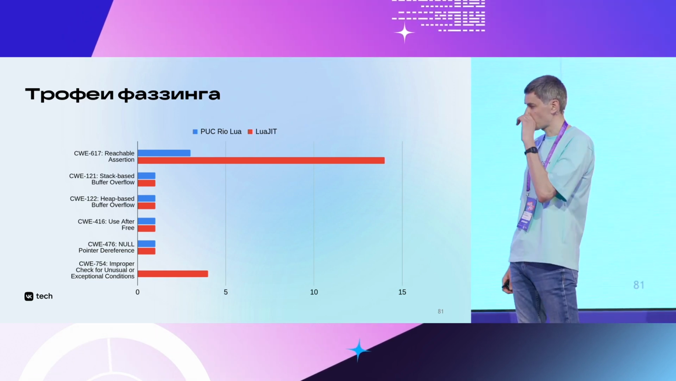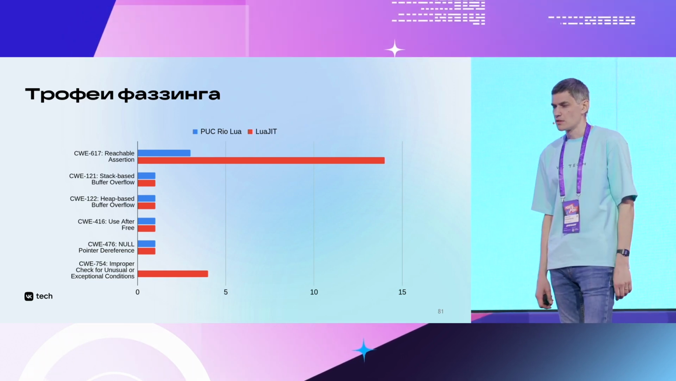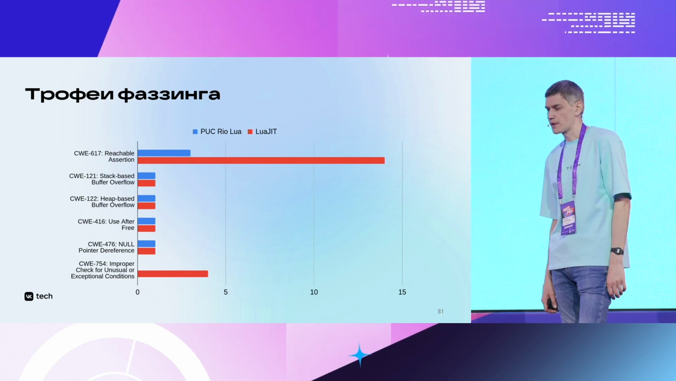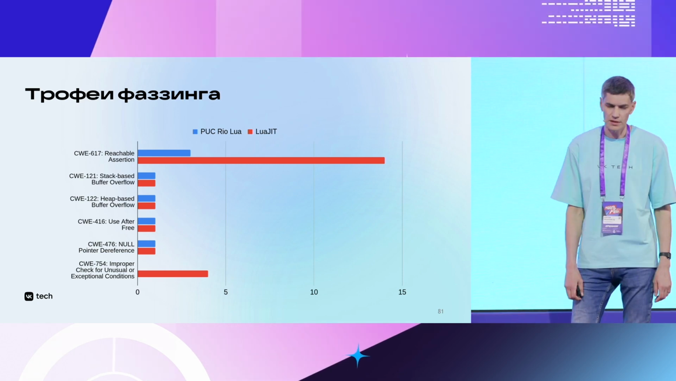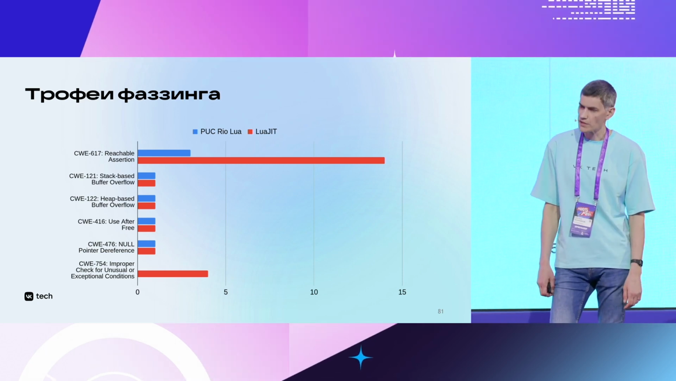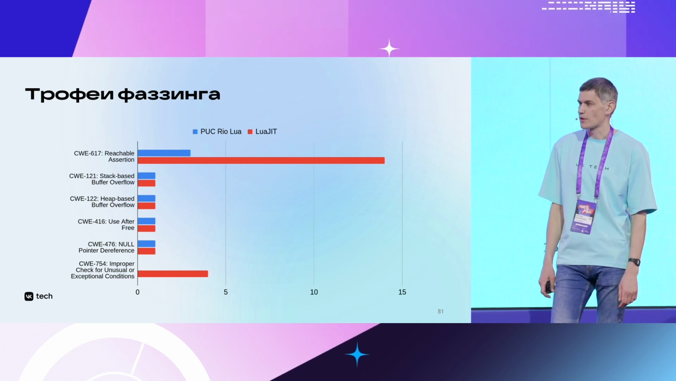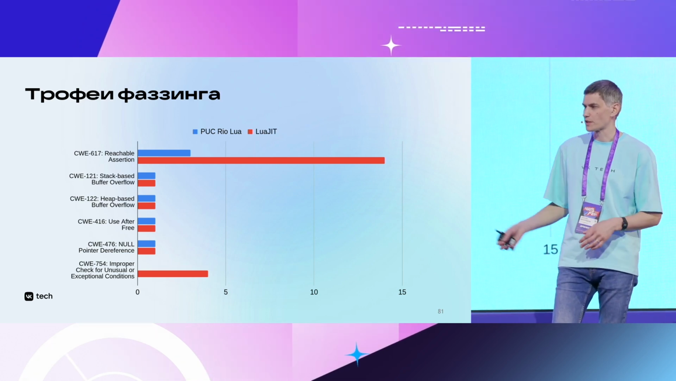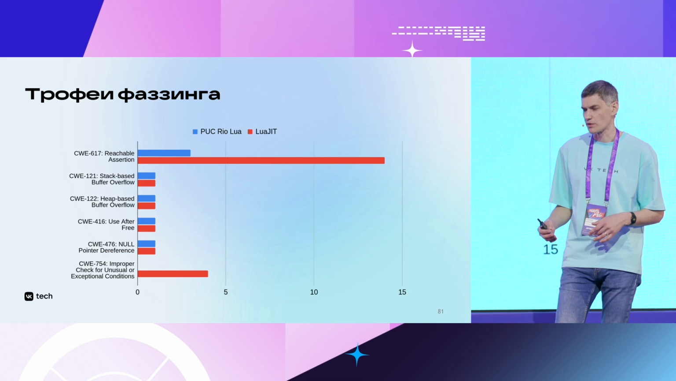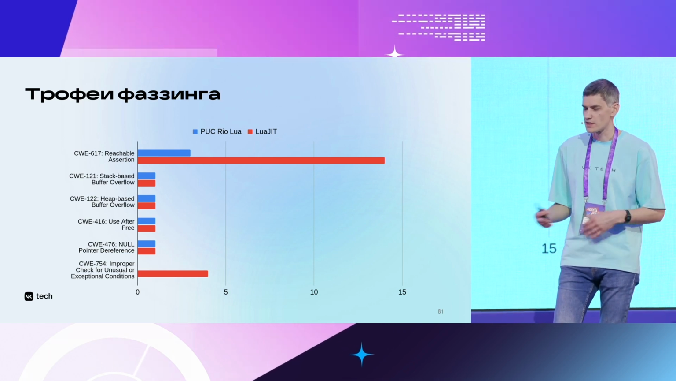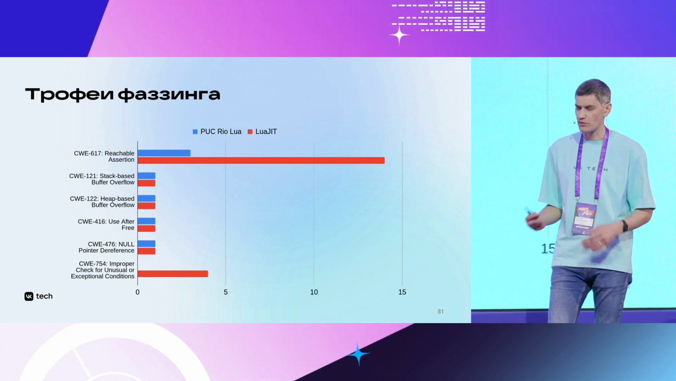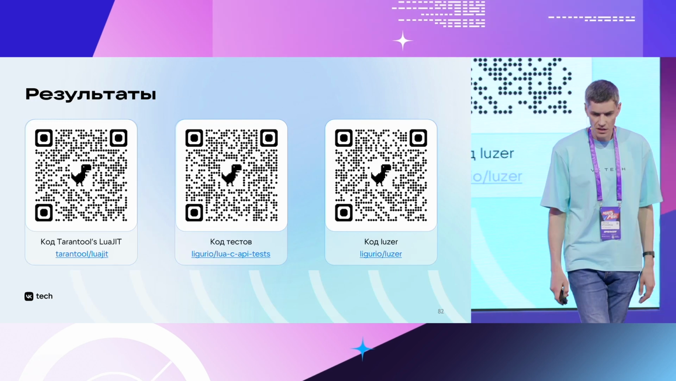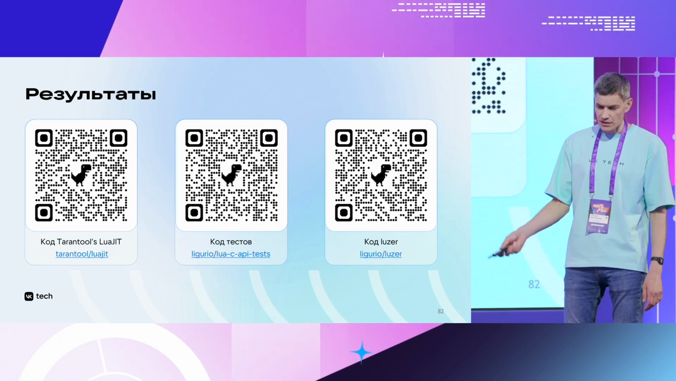And the reachable assertion category gave us most of the problems because the authors who generated the code actively use assertions, a defensive programming style. And it's easier as a result to find anomalies in the code.